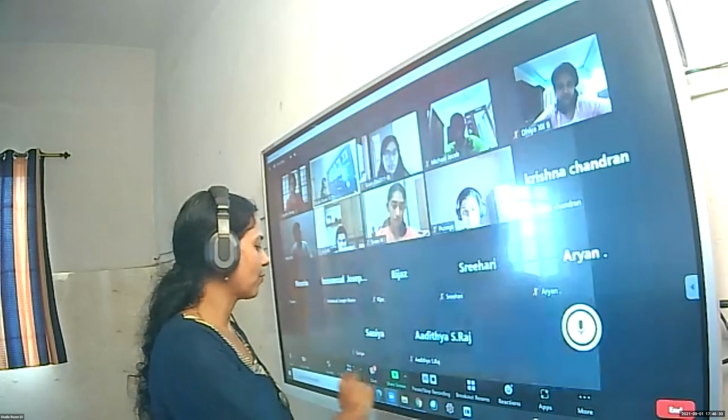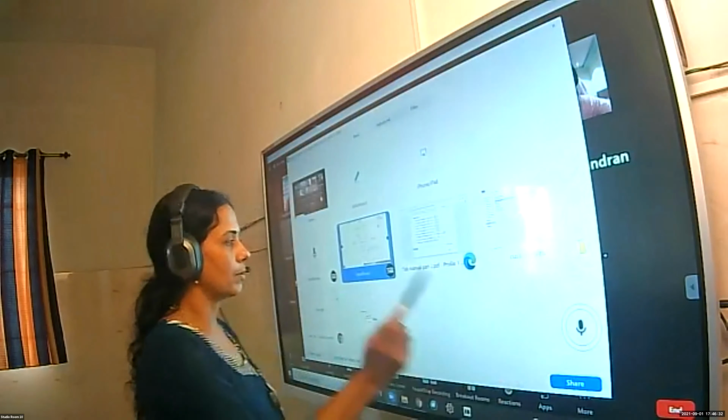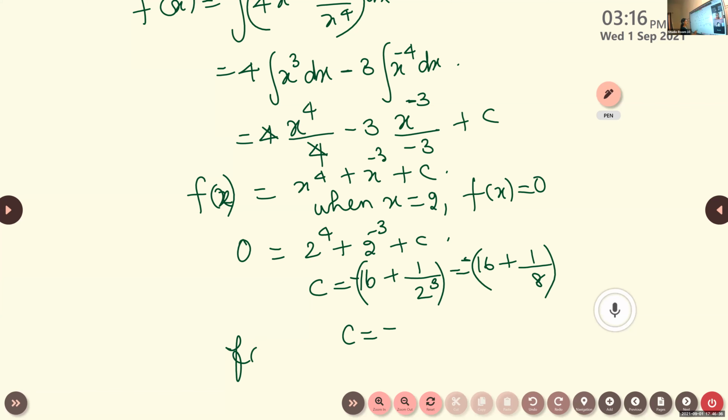So what will be f of x? It will be x raised to 4 plus 1 by x cube minus 129 by 8. So that is the required function. That is our primitive function. Okay, is it clear?